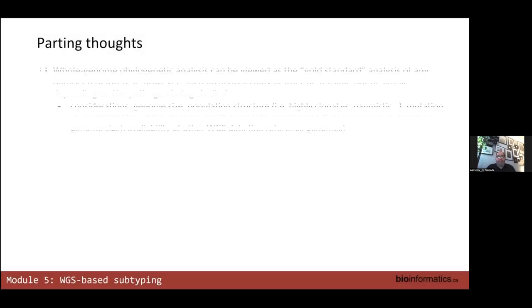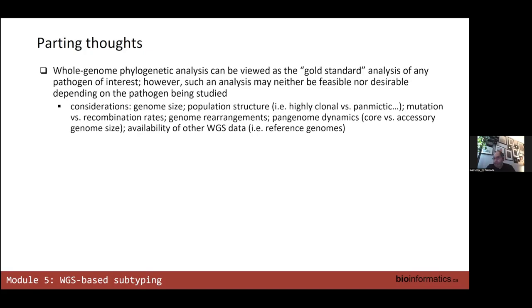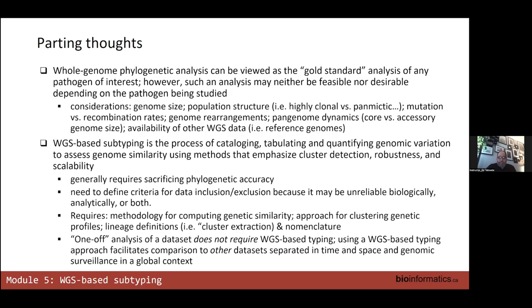Okay, the recap moment. Some parting thoughts. This isn't phylogeny, just to recap. We're not doing phylogenetic analysis. We're doing the best we can in a context where, because of scale and a lot of biology, sometimes phylogenetic analysis isn't even feasible. So WGS-based subtyping ultimately relies on taking from the genomic information enough that we can develop good estimates of genetic similarity. But realistically, we're talking about developing genomic surveillance on top of this.